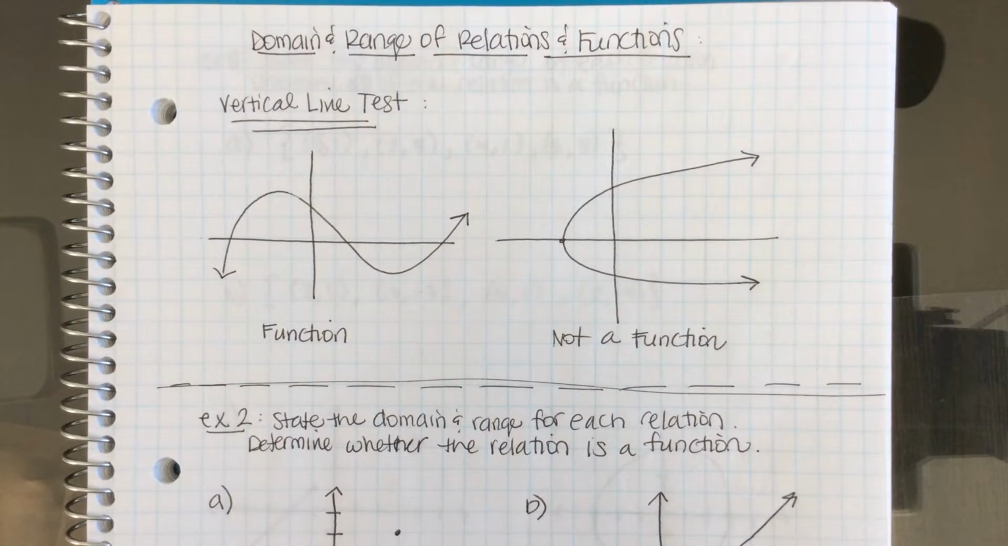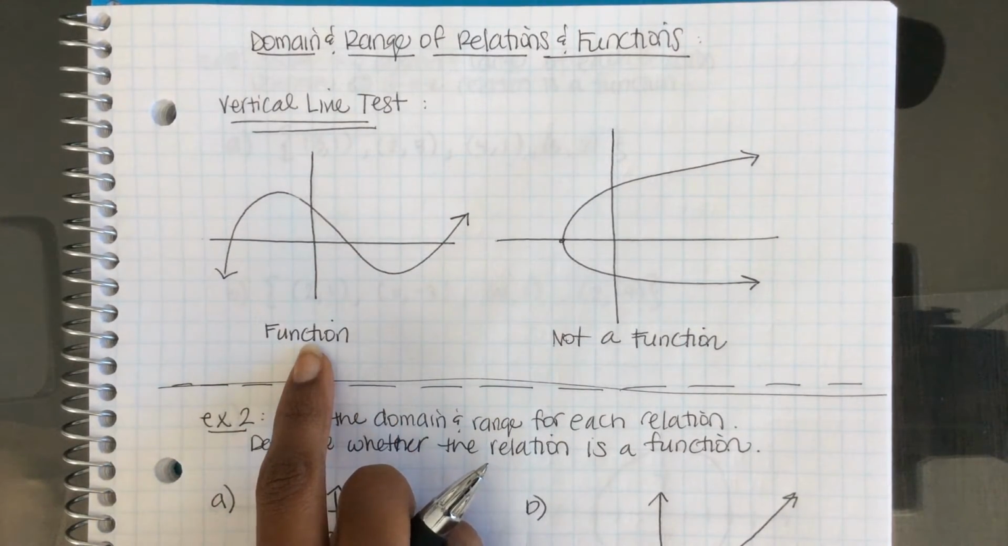Welcome back. Video notes on domain and range of relations and functions. Here I'm introducing the vertical line test, which is a way we can check to see visually and quickly if a relation is a function. Every x value can only map to one y value.